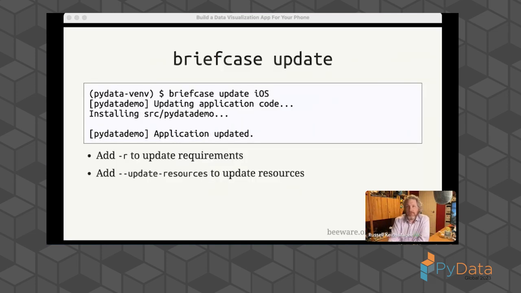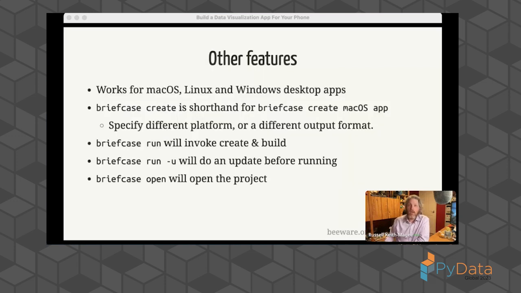Okay, so we've created, built, and run our app on both iOS and Android. Then you want to make a change. Do we need to go through this whole create, build, run process again? Well, you can, or you can just use Briefcase Update. By default, this will reinstall the code for the app. If you want to update requirements as well, say we added a dependency on pandas, you can specify -r. If you want to update application resources like icons, you can specify --update-resources.